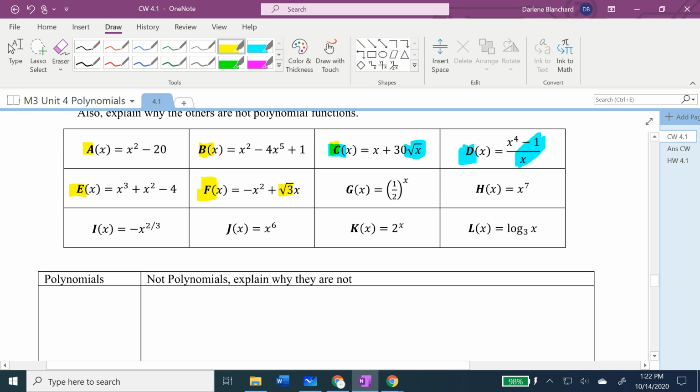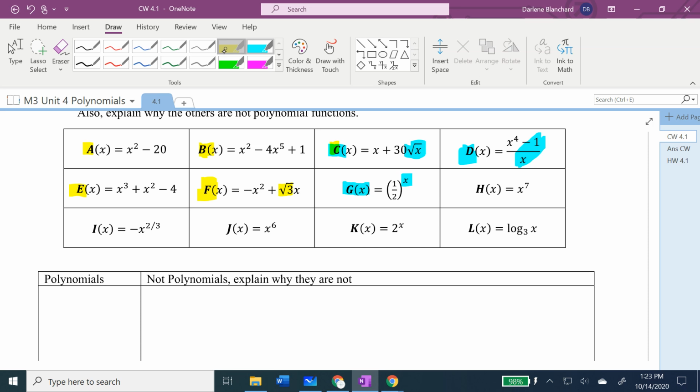Now, please tell me you know G is not polynomial. Because we've been playing with it quite a bit. It is an exponential function and it is not polynomial. And what you want to recognize is the variable is the exponent. That does not happen with polynomials. Polynomials only have numbers for exponents, whole numbers.